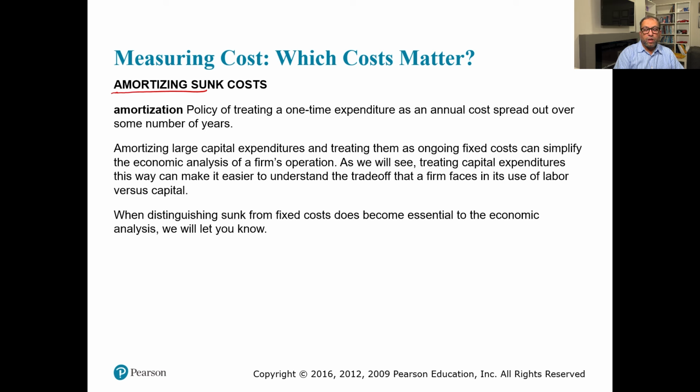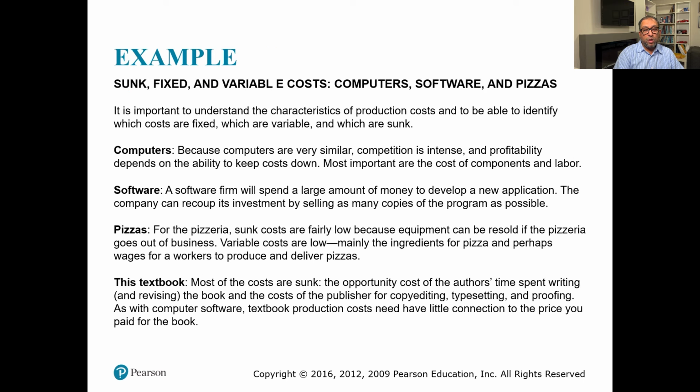So that's the way that it works. So when distinguishing sunk from fixed cost becomes essential to the economic analysis, we will let you know. Now here are some examples that we can see about these sunk, fixed and variable costs: computer, software and pizzas. So it is important to understand the characteristics of a production cost and to be able to identify which costs are fixed, which are variable and which are sunk costs.